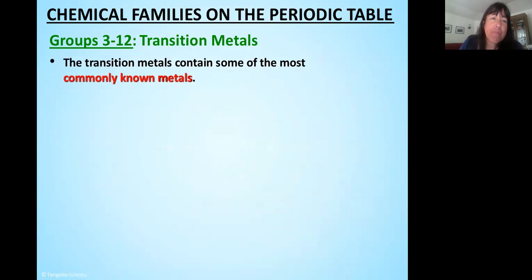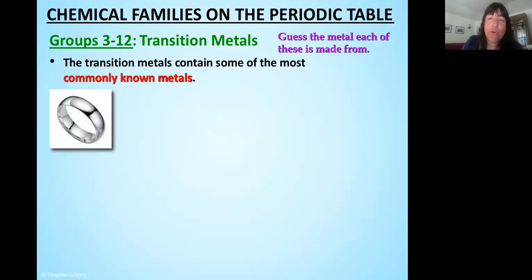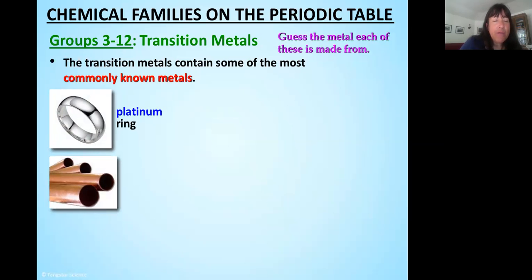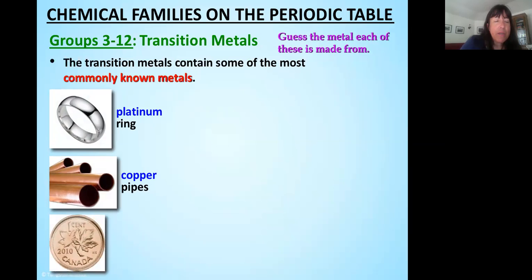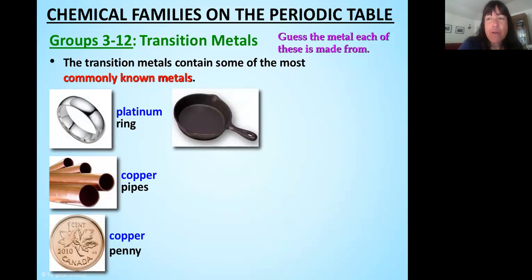All right, so the transition metals contain some of the most commonly known metals. So guess these metals. Ooh, it's silver, it's jewelry. It could be silver, but it's actually platinum. Here we have some pipes. They're kind of orangey color. That's copper pipes. This looks like some kind of penny from Canada, copper penny. We have a cast iron skillet. Oh, dang. Spoiler. Iron, you guessed it.